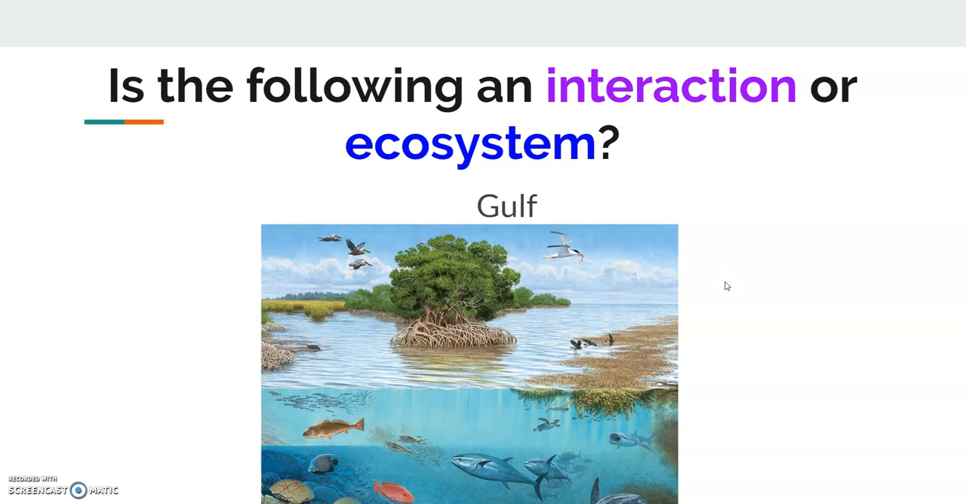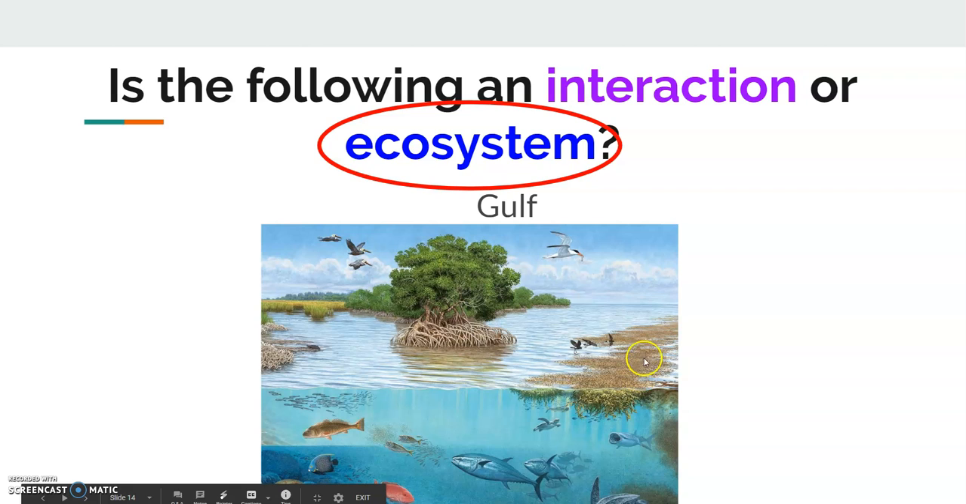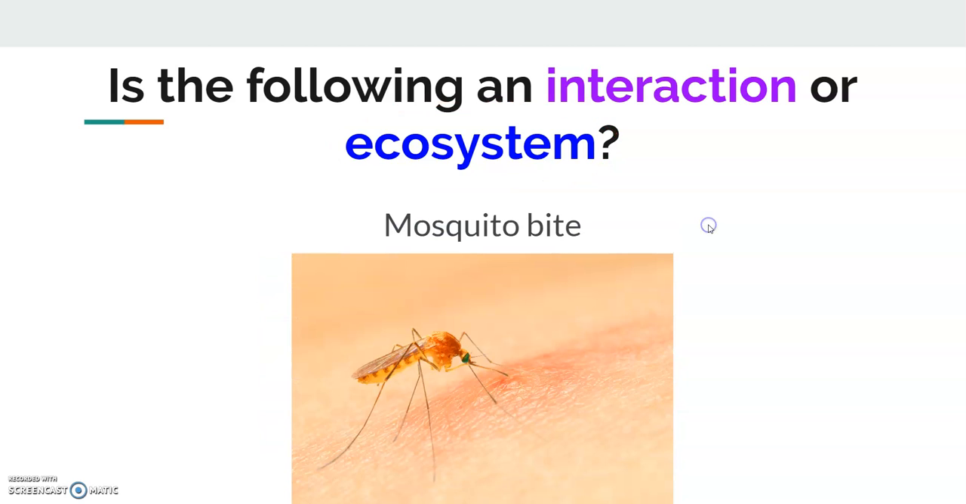Is the following an interaction or ecosystem? A gulf. Here we have a bunch of water, but we also have a small amount of land with plants growing out of it, especially long-rooted things like trees. Is this an interaction or an ecosystem? You're right, it's an ecosystem. This has a variety of birds and plants and fish and other animals and algae that all interact to keep life going, basically, and everything gets fed.